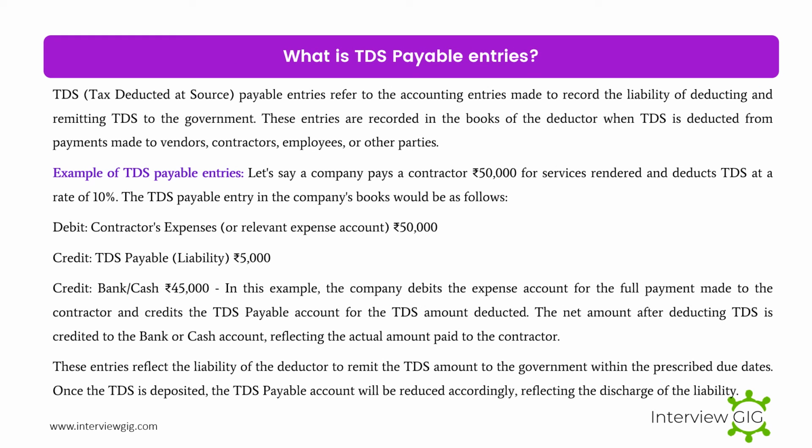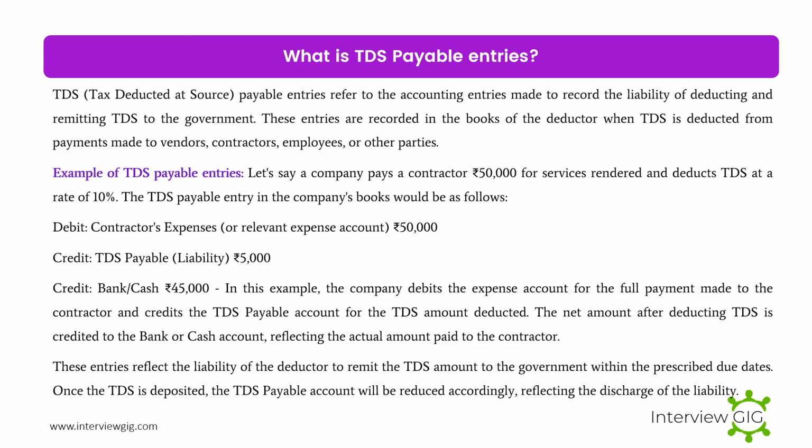What is TDS payable entries? TDS, tax deducted at source. Payable entries refer to the accounting entries made to record the liability of deducting and remitting TDS to the government. These entries are recorded in the books of the deductor when TDS is deducted from payments made to vendors, contractors, employees, or other parties. Example of TDS payable entries. Let's say a company pays a contractor 50,000 for services rendered and deducts TDS at a rate of 10%. The TDS payable entry in the company's books would be as follows.